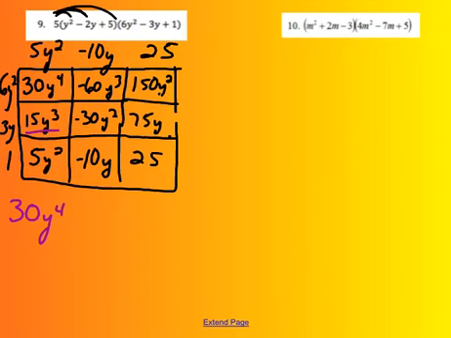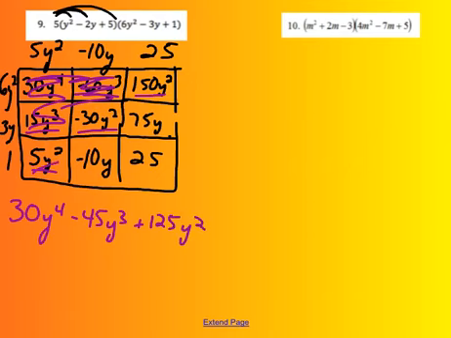Right, so this is still diagonal. Look at this. 60y cubed and 15y cubed is still negative 45y cubed. Okay, so these are all done. Oh, where's my y squares at? 150 minus 30 is 120. Plus 5 is plus 125y squared. So then this is plus 65y plus 25.